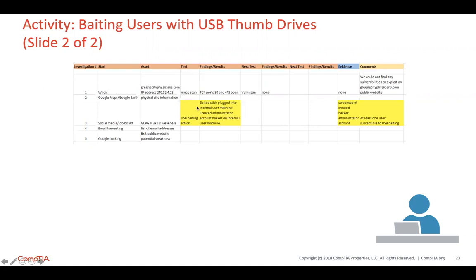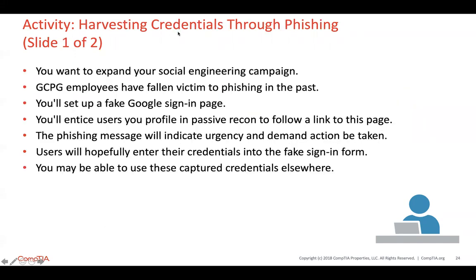And so here shows the information. This shows the different steps they provided, and here shows the social media and job board that they use for social engineering. It says asset, company IT skills weakness, USB baiting attack, baited stick plugged into internal machine, create administrator account, hacker on internal user machine, and then they got the screen cap of that attack showing that it's susceptible to USB baiting.